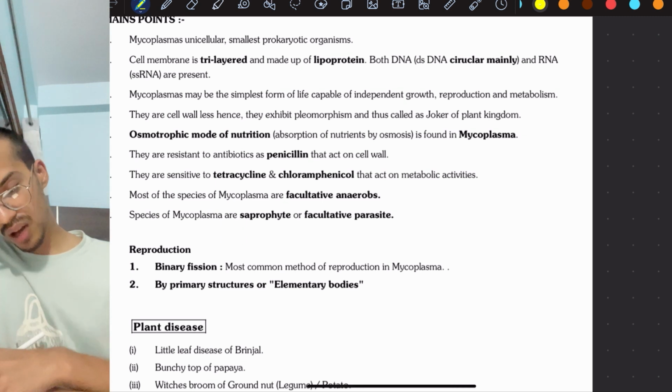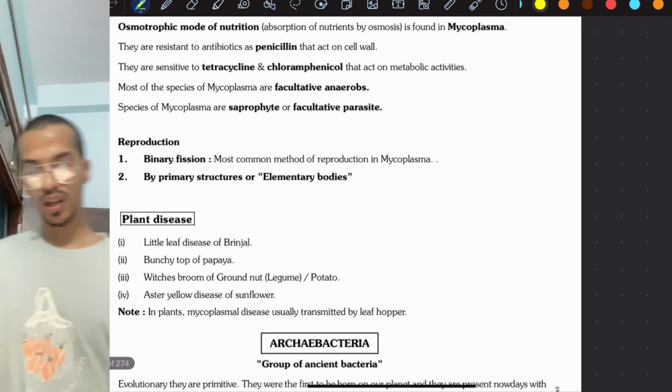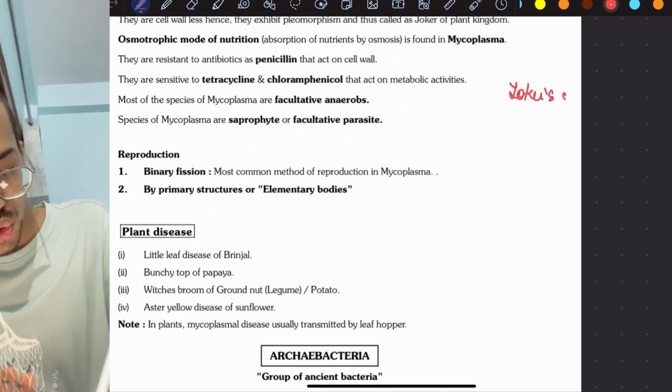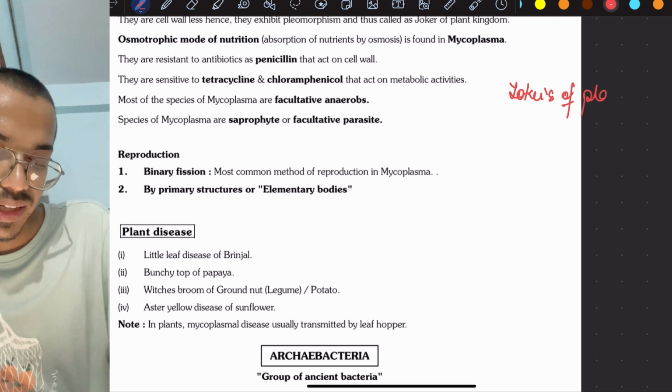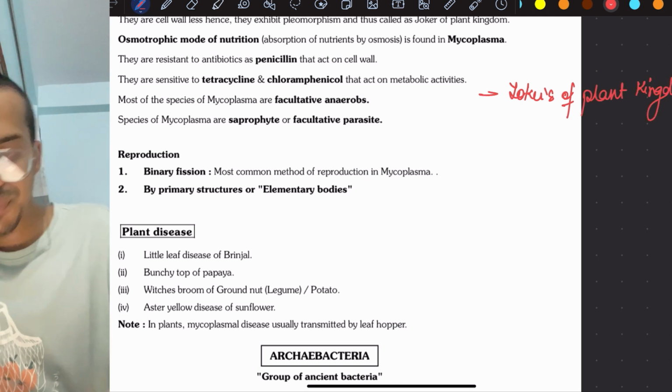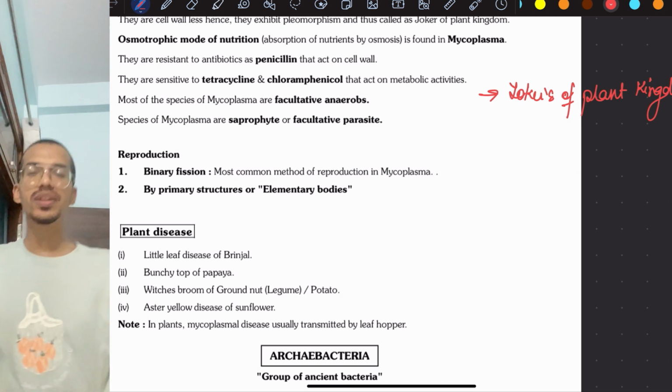Then they are what? A very important thing. They are called the jokers of the plant kingdom. Why jokers of the plant kingdom? Because they do not have their own shape. Why no shape? Because the cell wall is not there.